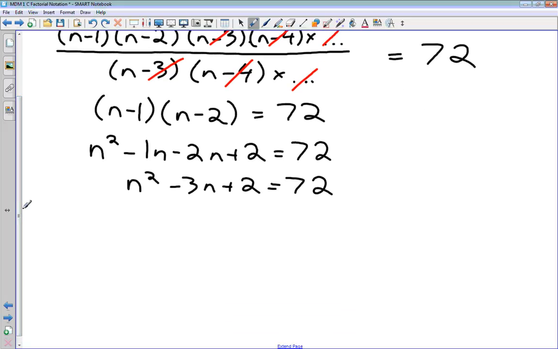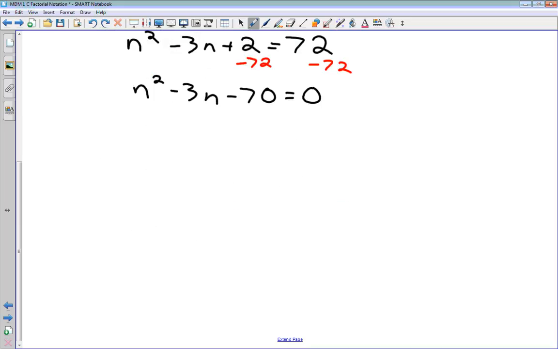How can we solve this? Well, when we see this term n squared, we know that what we're dealing with is a quadratic. So we're going to want to solve this by factoring. But first we need to move everything onto one side of our equation. So let's subtract 72 from both sides here to get n squared minus 3n minus 70 equals 0. And then let's factor this expression.